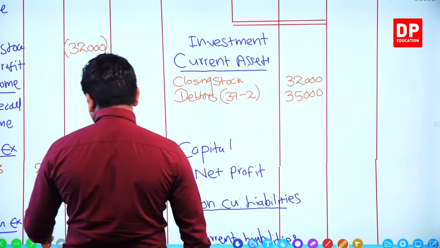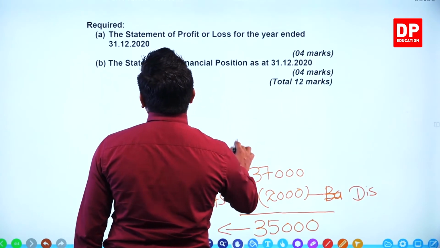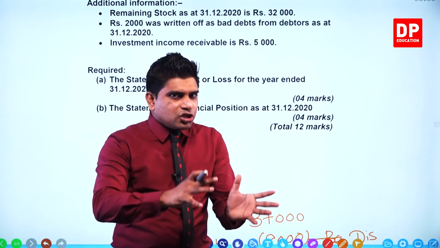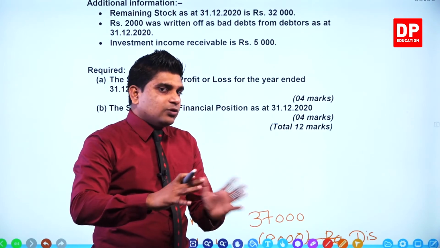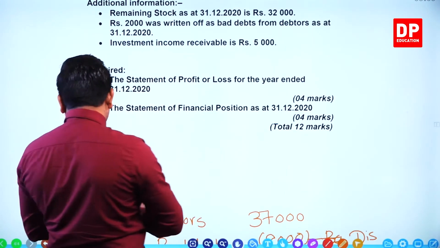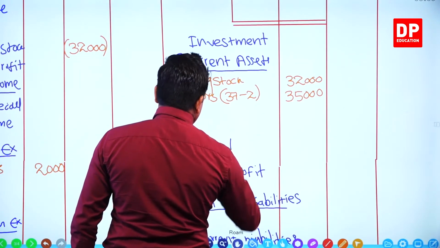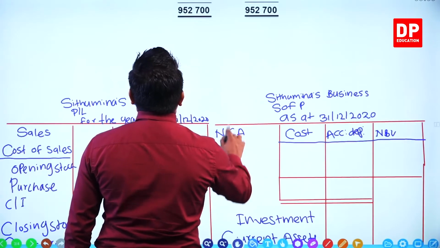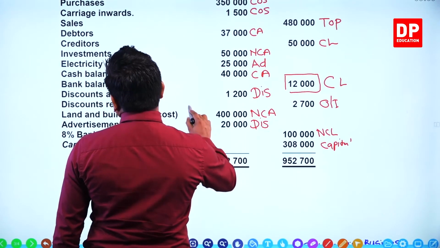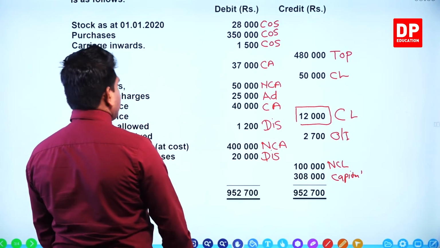Now let's move to the last adjustment. What is the last one? Investment income receivable 5,000. You can check, is there any already received investment income in the question? Investment income, if they have given, we have to add these two. It goes under the gross profit, right? Yeah, investment income. Investment is given, but income is not given here, right?